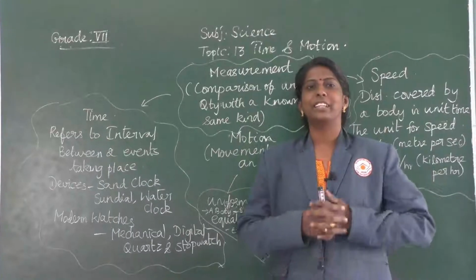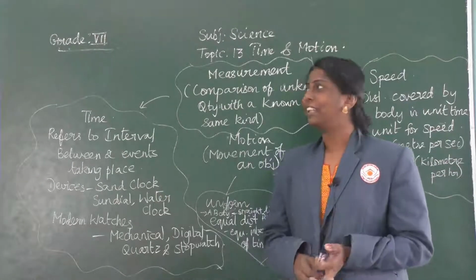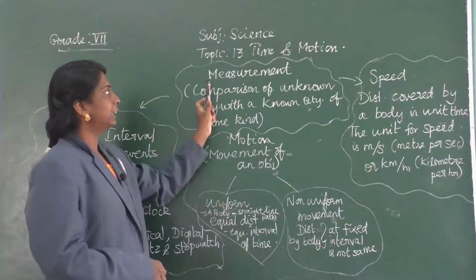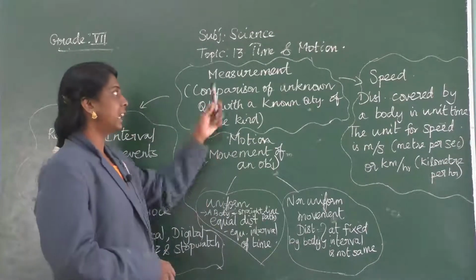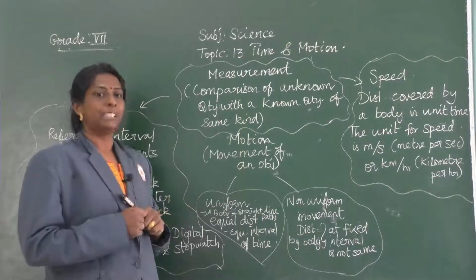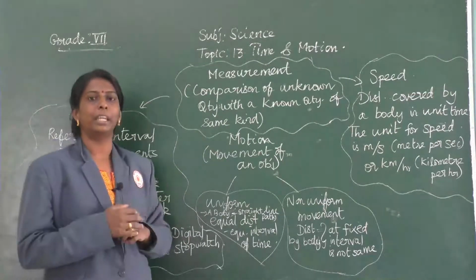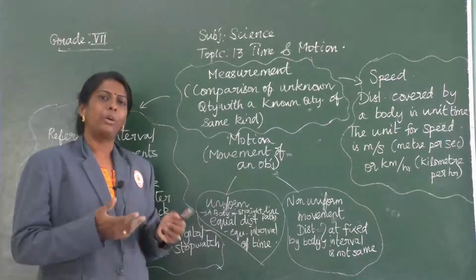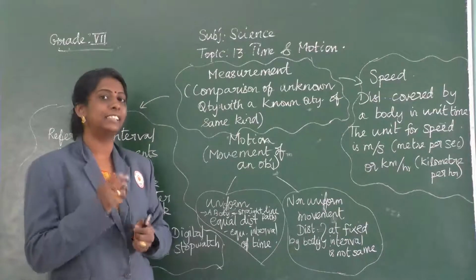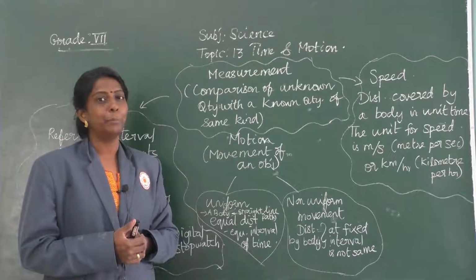Yes, children. Now let us learn about the mind map for this chapter. So here the unit is about measurement. The chapter name is time and motion, but still the unit is based on measurement. So what is measurement? Whatever we are buying, vegetables, oil, grocery, milk, everything is measured in a standard unit, is it not? Yes. So measurement is important.